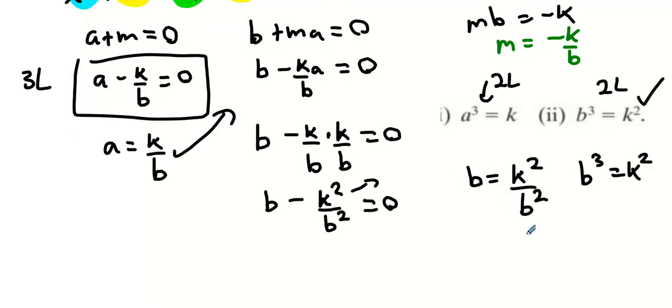So what happened there was this b squared went up to join the b. So that's this one's b to the 1, b squared moved up beside it, and then you add the powers. So b to the 1 plus b to the 2 is b cubed.